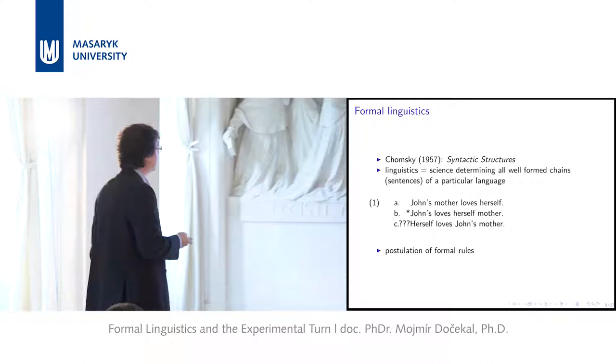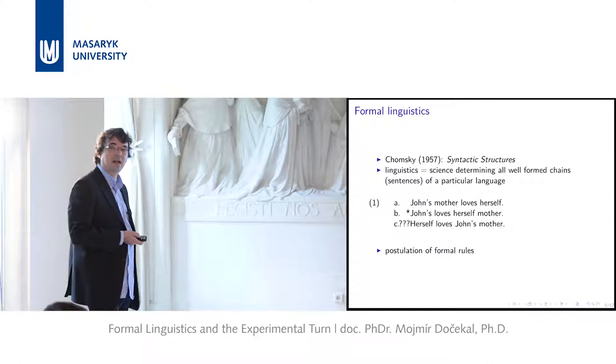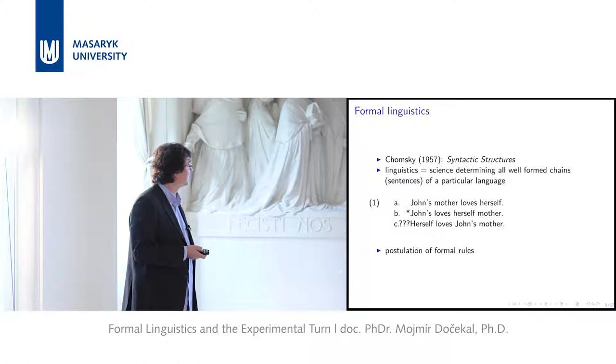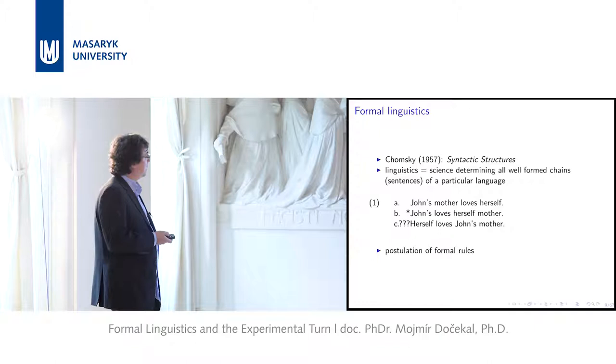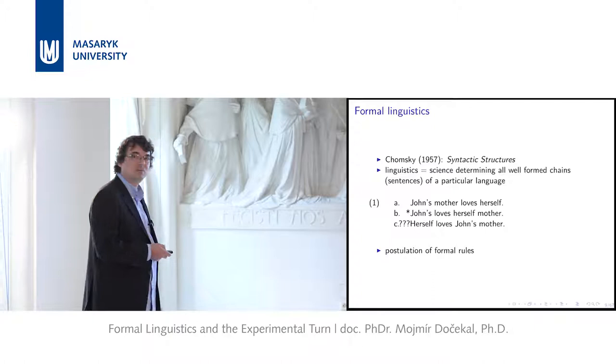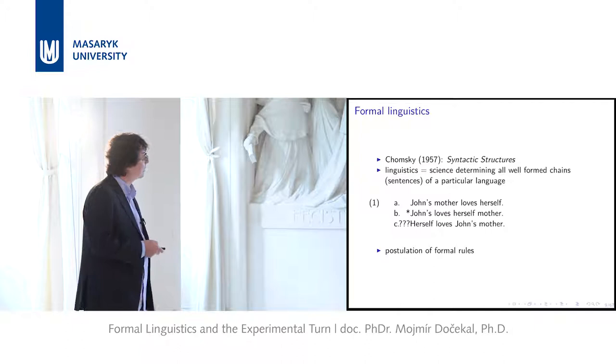And we use in linguistics some sort of marking. So an English sentence like 1A, John's mother loved herself, is a perfectly grammatical English sentence, but 1B, John's loves herself mother, is probably ungrammatical. And 1C is something between these two extremes. Herself loves John's mother, maybe is possible, but very, very hard to understand. So that's why there are three question marks.